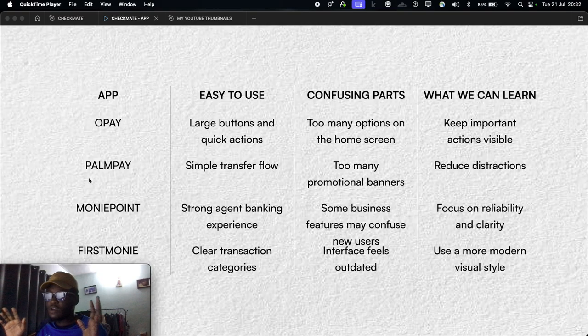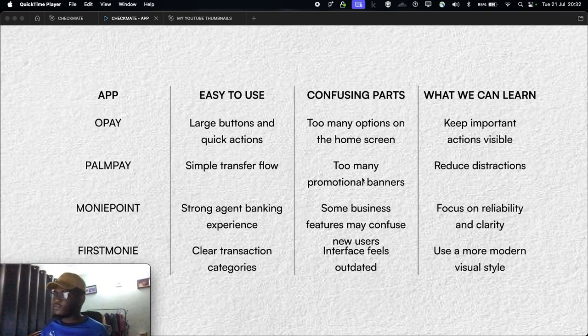As a user, maybe you have found out that users don't like this. PalmPay users don't like this, or you yourself, after reviewing their product, realize they have too much of this, and maybe users don't like it. Then what can we learn from PalmPay? We learn that, oh, let's reduce the distractions. Let's just keep it simple, right? Maybe users will prefer something simple.